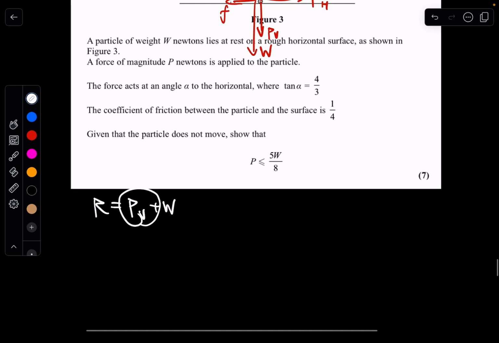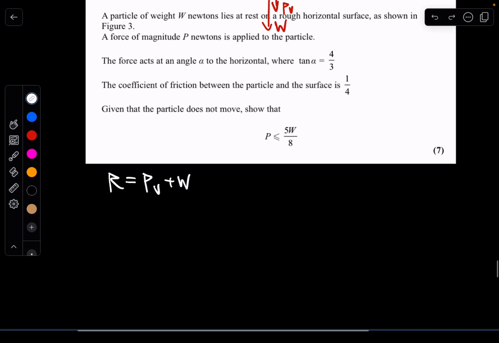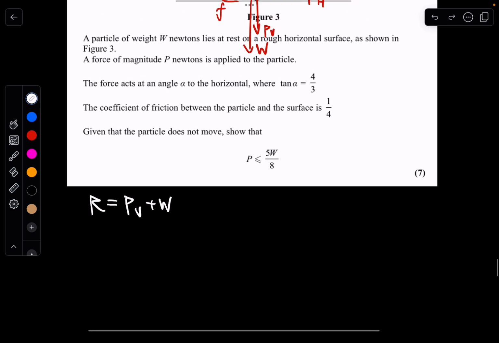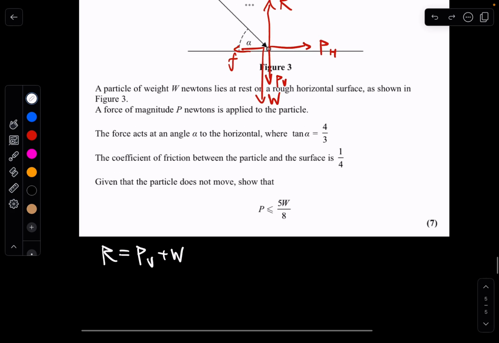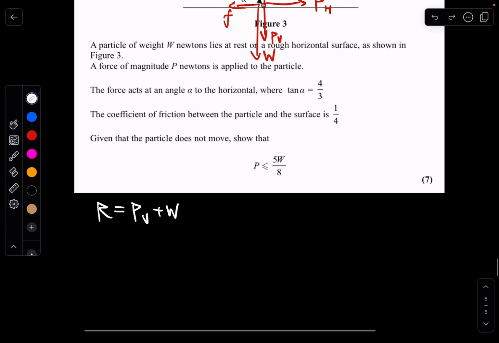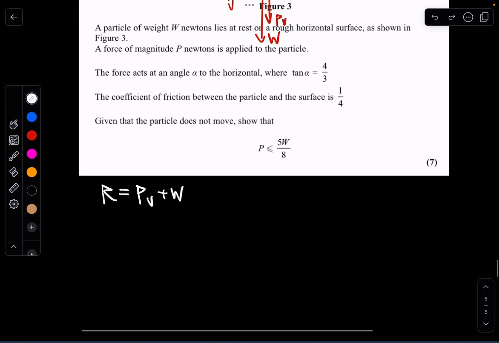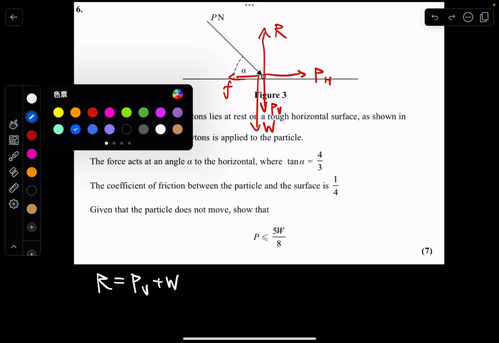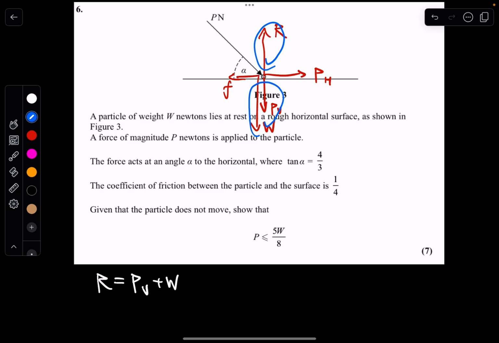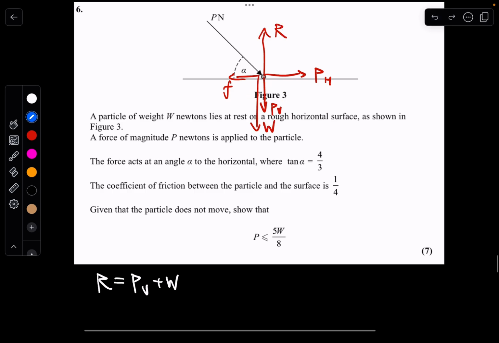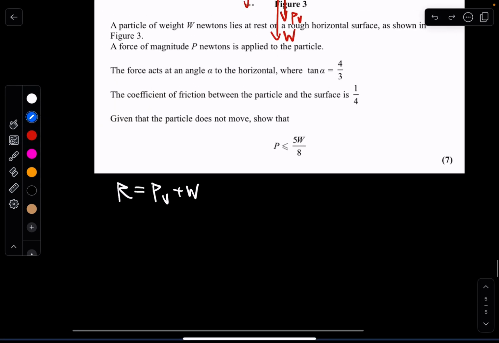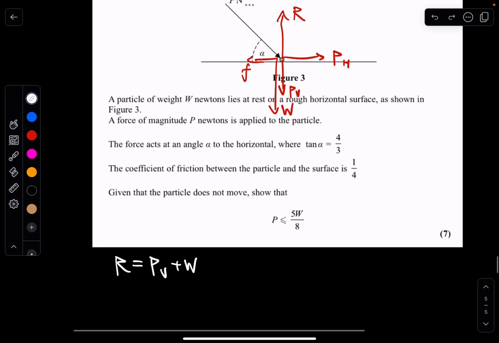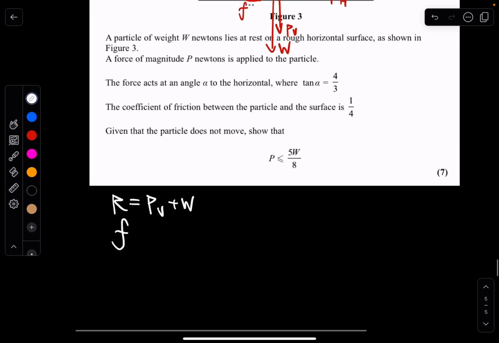And this is the reason, because the reaction force would immediately equal to the force that you applied onto the ball. That's basically the analogy. If you don't understand, that's fine. Just think like this arrow must equal to the sum of these two arrows. What else? Now we know that F must equal to PH because it's not moving, right?